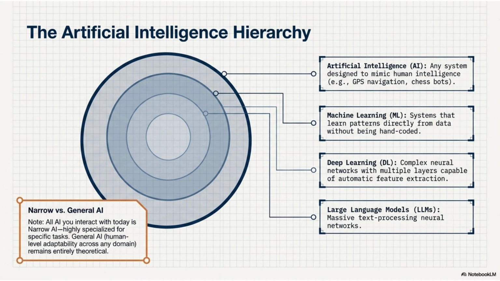Nested inside AI, we have machine learning, systems that learn patterns directly from data without being hand-coded. Then, deep learning, complex neural networks with multiple layers capable of automatic feature extraction. And finally, at the very center, large language models, or LLMs, massive text processing neural networks like GPT-4 and Claude. Each layer builds on the one before it. Let's explore each one in detail.